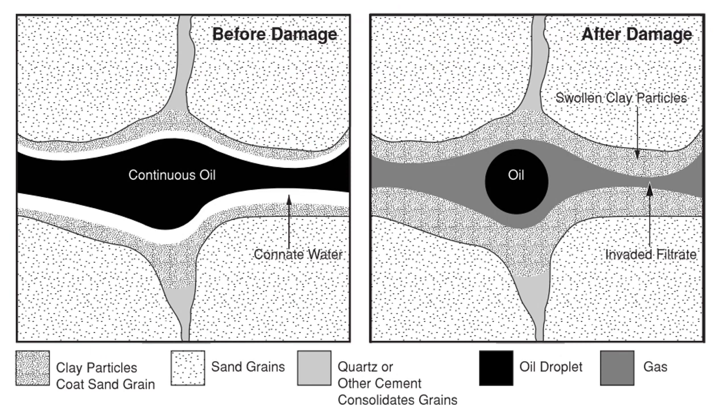As you can see in the figure, before damage it is providing a continuous passage for oil to flow, but once the water-based fluid comes in contact with the clay particles, they will swell and reduce the passage. So this portion is reduced, and these oil droplets will become isolated and we can't even produce them after the damage.